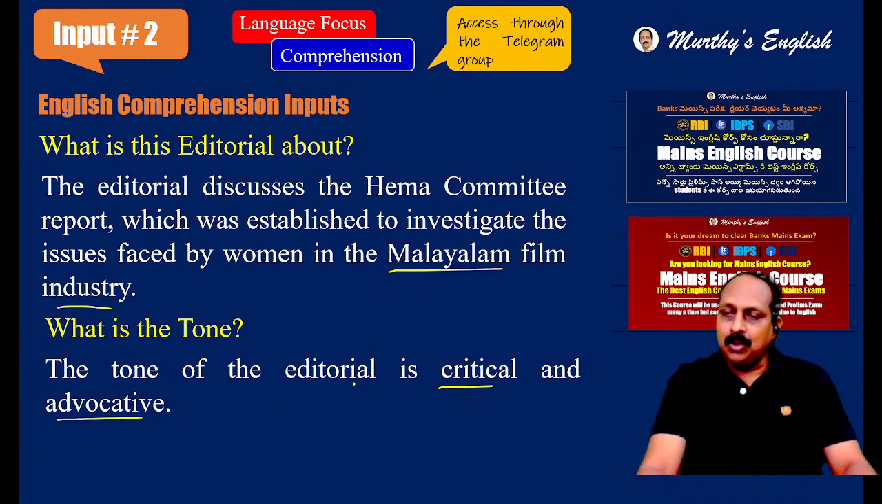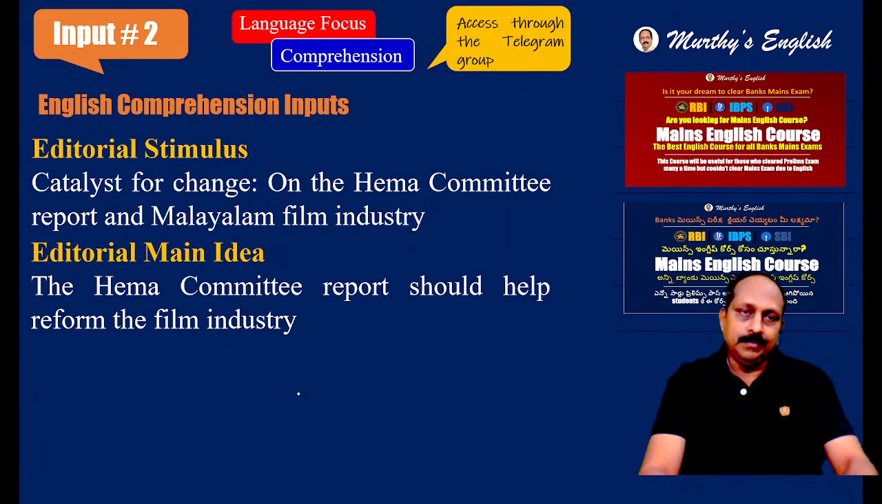Advocate means suggest or say something in a way, presenting the ideas for good, providing the solution for a particular problem. Editorial stimulus. Now, coming to the editorial, every editorial, or every newspaper, has a reason behind writing about a particular issue. That particular incident or event or issue becomes a stimulus. And this is based on a particular report or committee report. What is a stimulus? Catalyst for change, the force behind that brings about the change. On the HEMA committee report and Malayalam film industry.